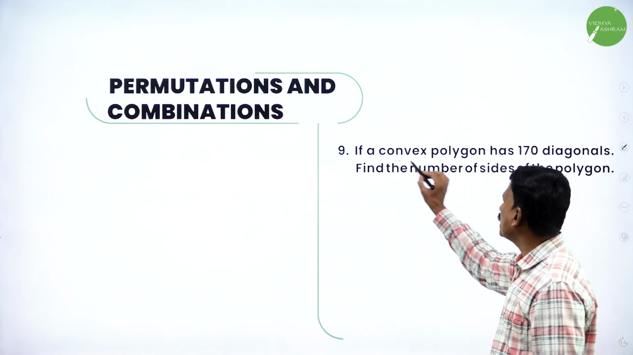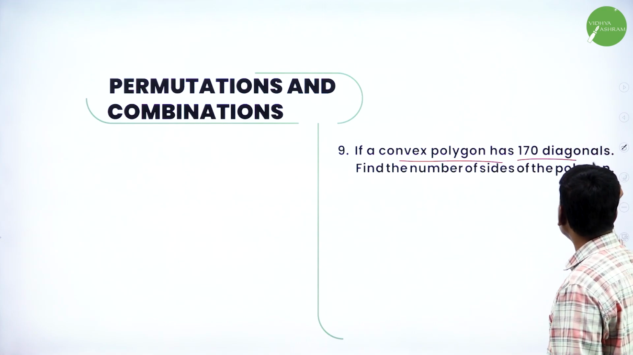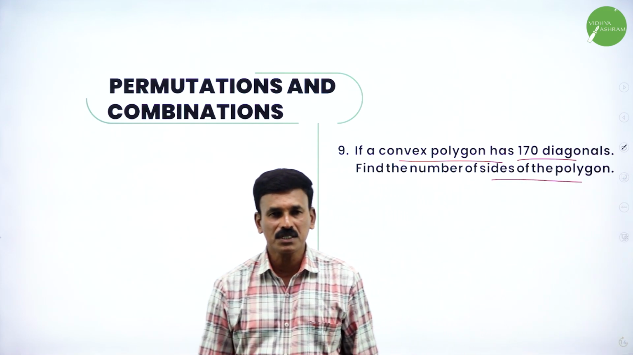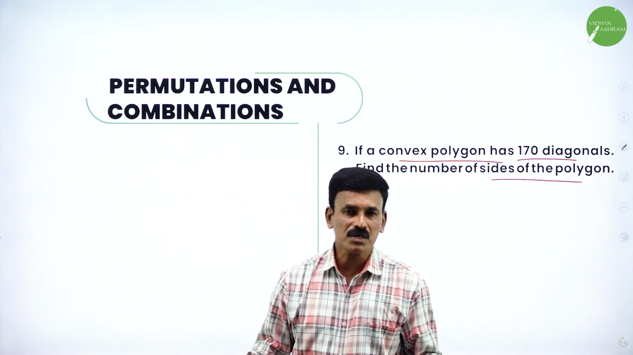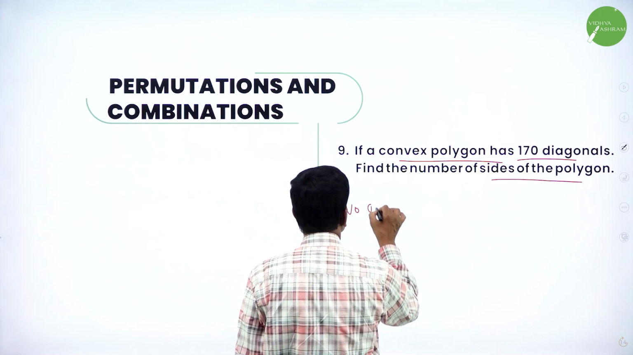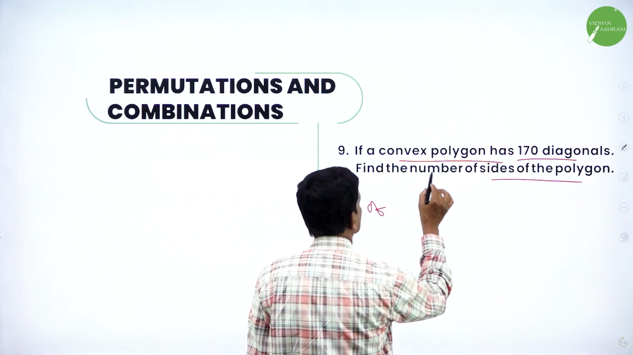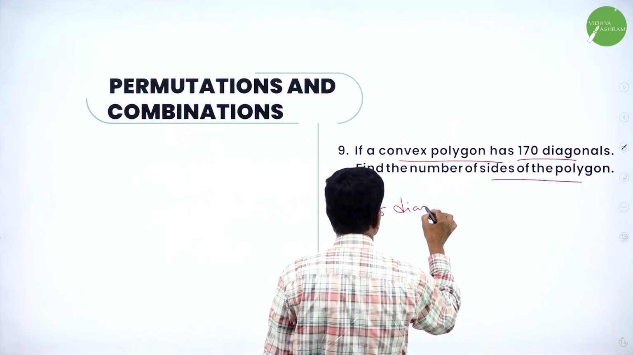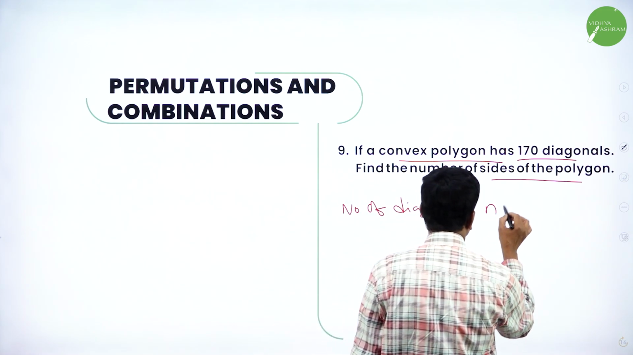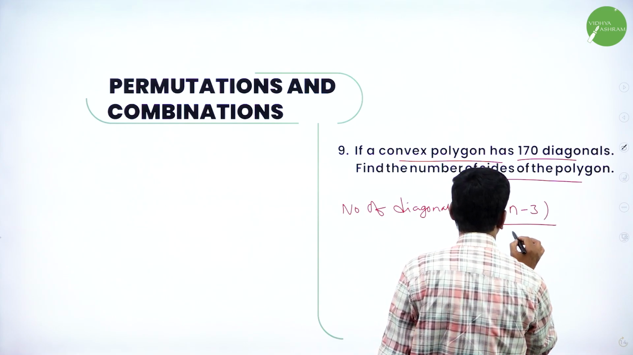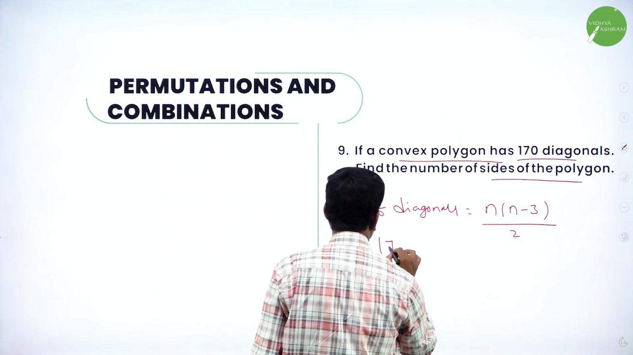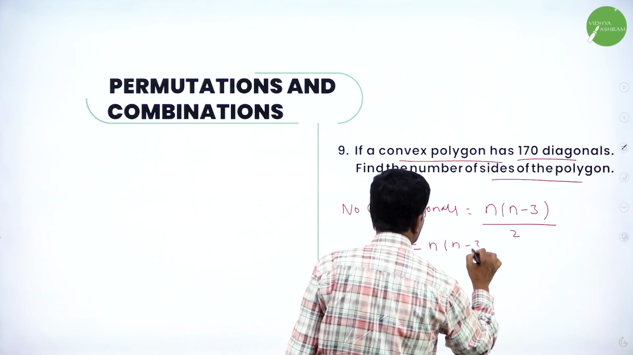If a convex polygon has 170 diagonals, find the number of sides of the polygon. So the number of sides of the polygon is to be determined. Okay, a simple concept and important. So there is one formula. The number of diagonals of a convex polygon is equal to n into n minus 3 divided by 2. The convex polygon has 170 diagonals, so 170 is equal to n into n minus 3 by 2.